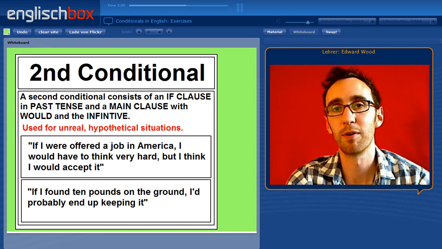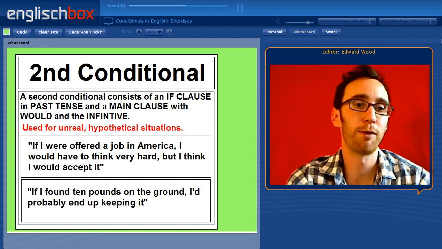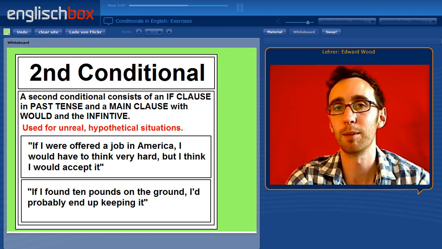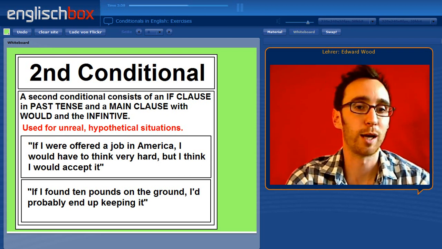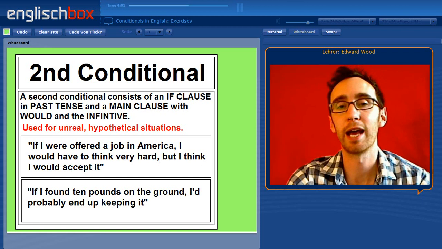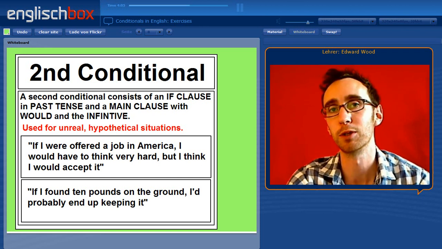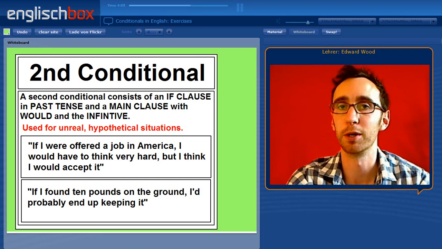For example, some of my answers may be, if I were offered a job in America, I would have to think very hard, but I think I would accept it. If I found £10 on the ground, I'd probably end up keeping it. I would obviously look around to see if I could find the person who had dropped it, but if not, I would put it in my pocket.